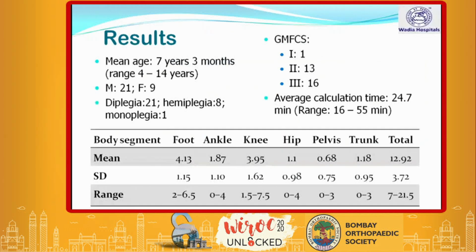Mean age was 7 years 3 months. Greater deviation from normal was seen in the foot followed by the knee and ankle. Similar to other studies, there was statistically significant difference in EVGS score in GMFCS 2 and 3 levels.